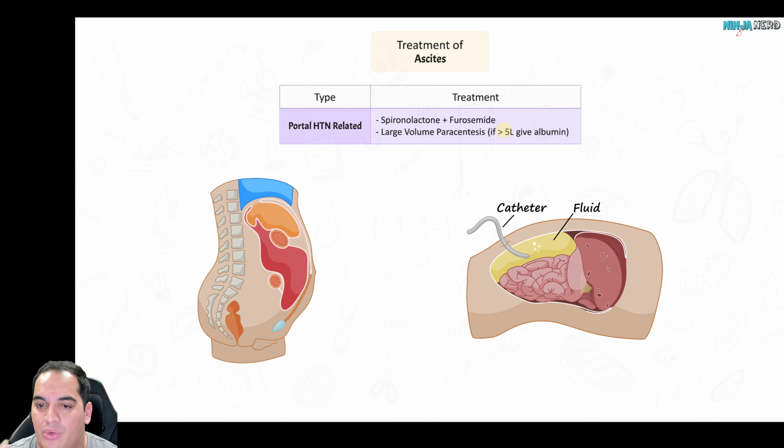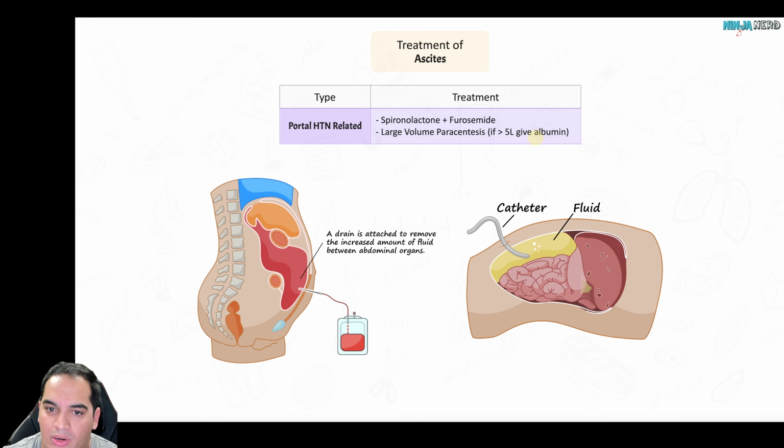The reason why I'm really stressing this concept of large volume paracentesis is when you pull off more than 5 liters, you really could deplete the patient's albumin. So you have to give them some of that albumin back. So if you take off more than 5 liters, you have to give them albumin back. And that's really important to remember for treating these ascites. All right, so you've done medical management with spironolactone to reduce aldosterone, furosemide to get rid of the excess amounts of sodium and water. If they have a large volume paracentesis, make sure you give them albumin.